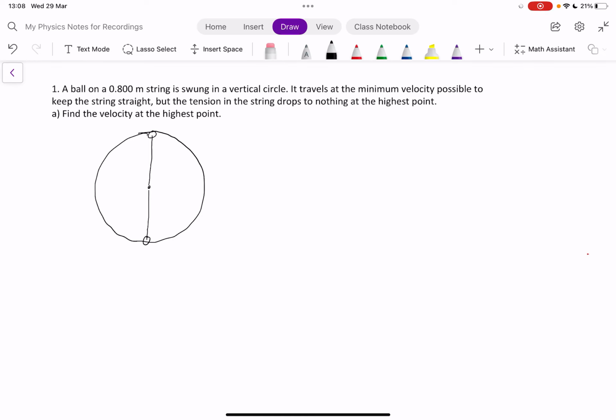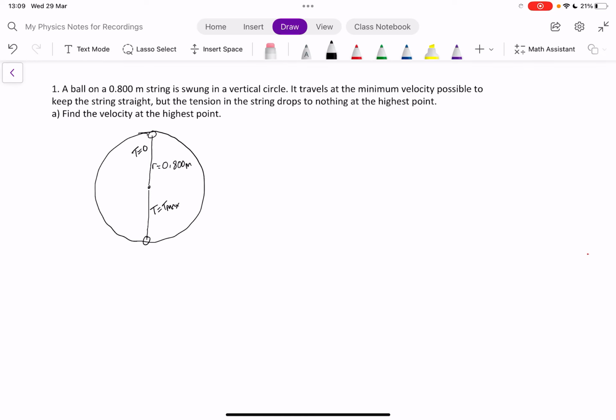And what other information do we know? This distance, I'm going to call it r because it's the radius of a circle, but I might be prepared to change that later, is 0.8 meters. It travels at the minimum velocity possible to keep the string straight. Be careful of making any assumptions about that. We'll get to that in just a second. What that tells us is something about the circular motion situation. The tension in the string drops to nothing at the highest point. So up here, T is 0. Down here, T is, I'm just going to call it T max. The only reason I'm putting that in is so I don't assume later on that the tension is 0 all the way round. That tells me that it changes.